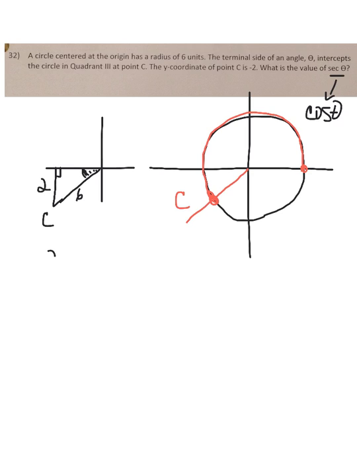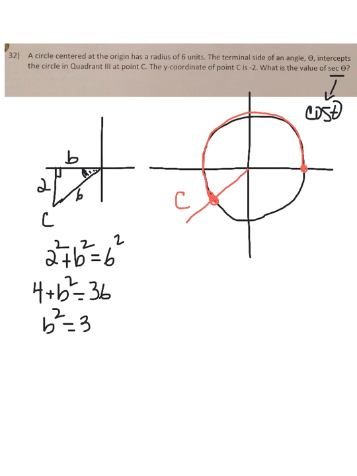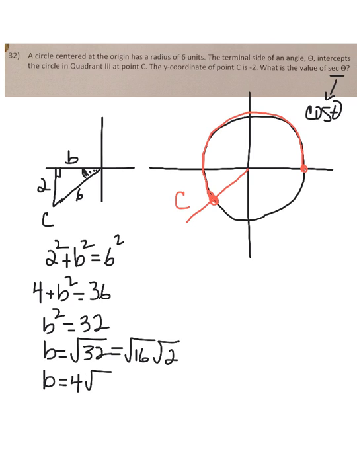So what do I have here? I have 2 squared plus b squared equals 6 squared, and I'm going to call this side b. So that would be 4 plus b squared equals 36. I'm going to subtract that 4 over, and that is going to give me 32. So b is equal to the square root of 32. And I know that there's a perfect square in there of 16. So then b will equal 4 radical 2.